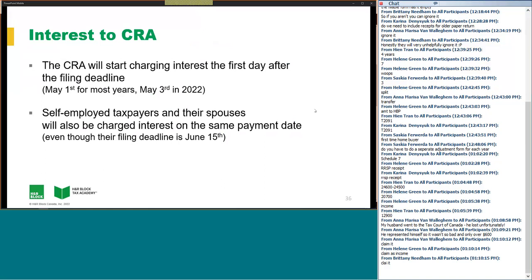This is true for self-employed people. Even if they don't have to file their return until June 15th, they have to pay by April 30th. You remember that from the very first class. This is just a refresher. For most people, it's May 1st. Depending on when the weekend falls, it might be May 3rd.